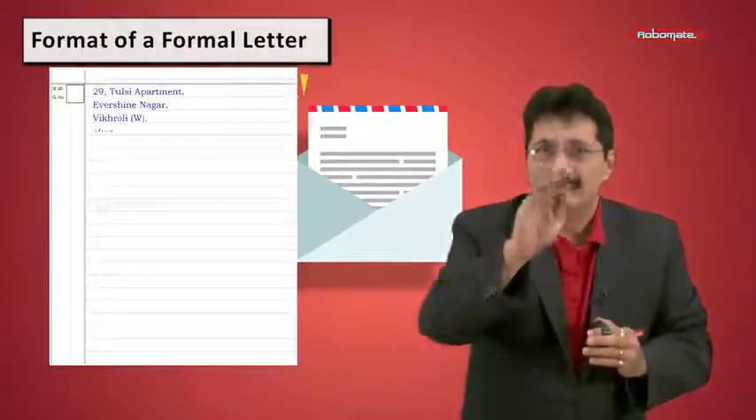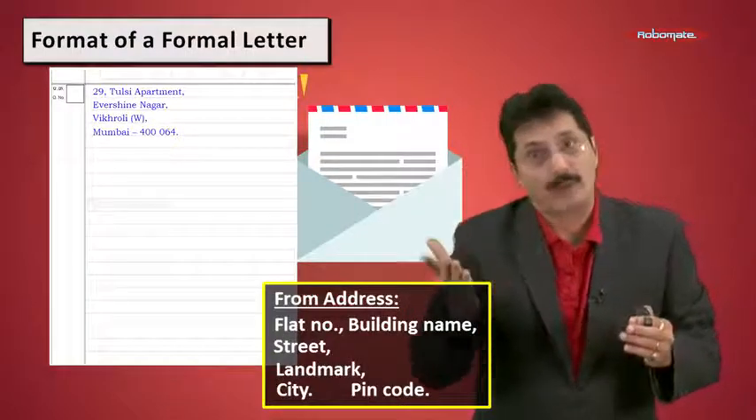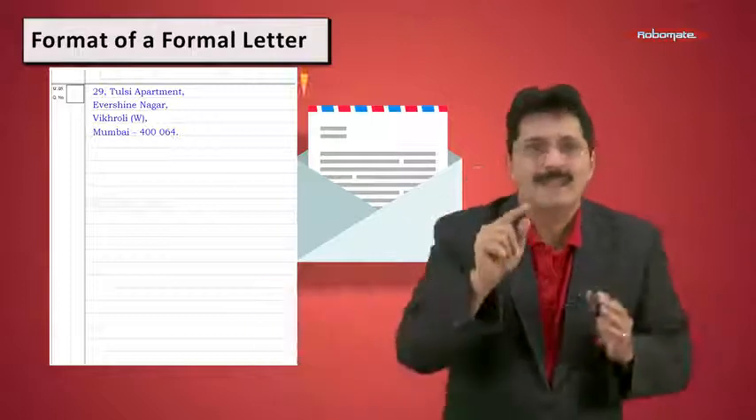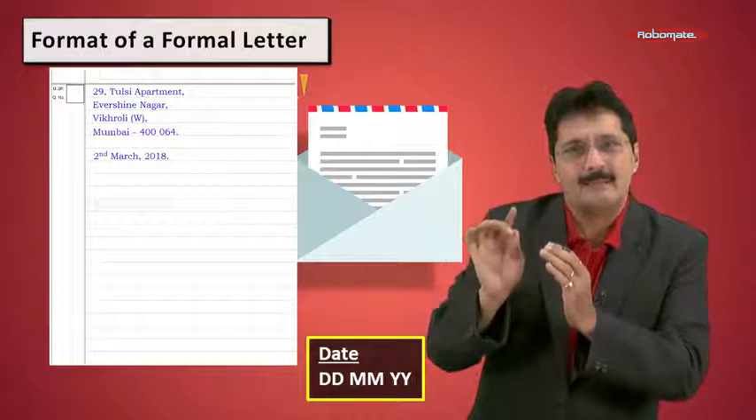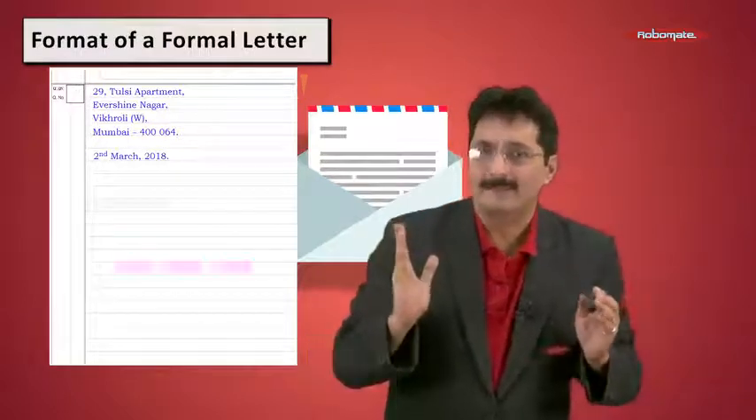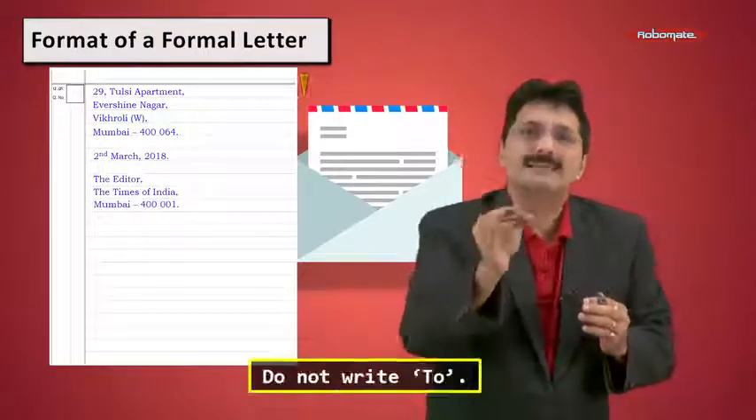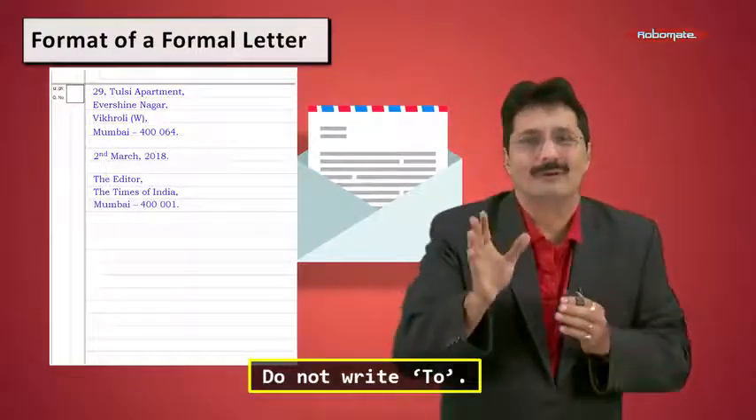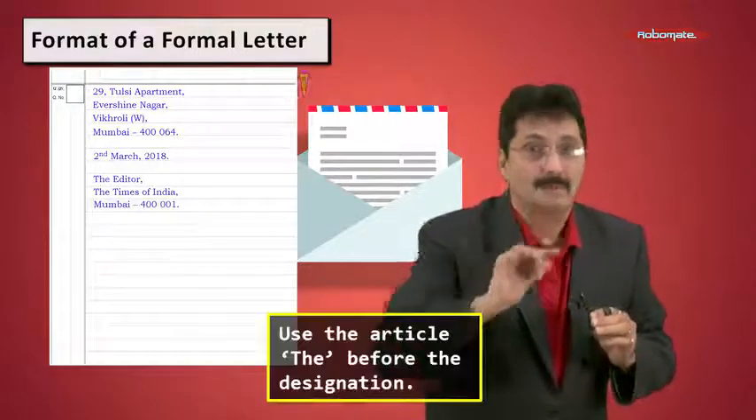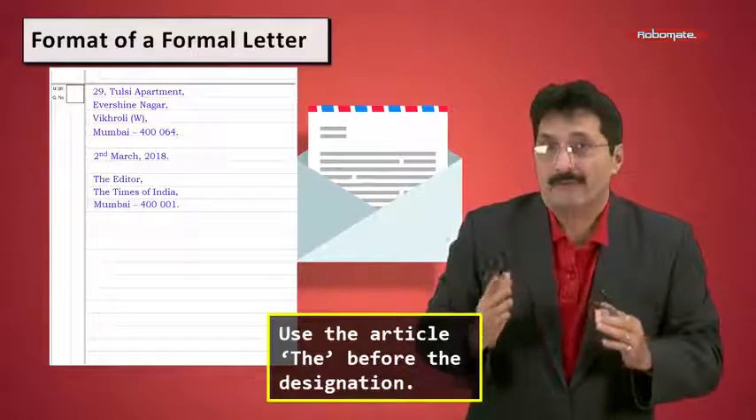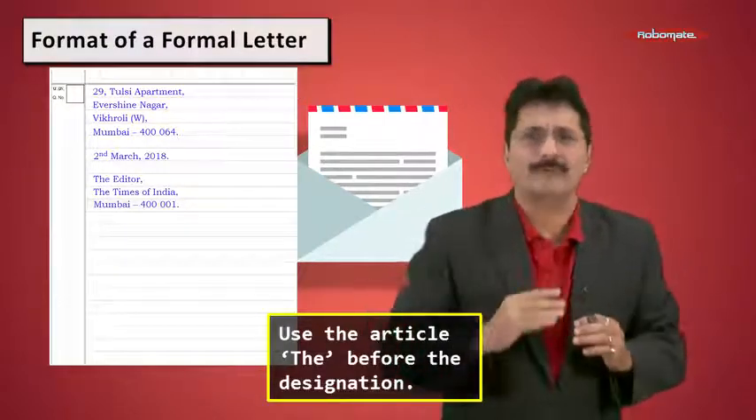First, the sender's address at the top left-hand corner, with or without punctuations. Now comes the date in the DD, MM, YY format. And then we have the receiver's address. Please do not use 'to' before the receiver's address. Of course, use 'the' before the designation. For example, the principal, the municipal commissioner, the ward officer.